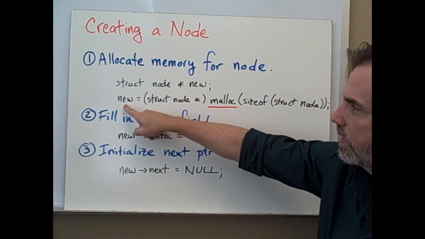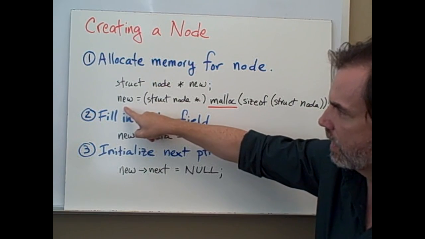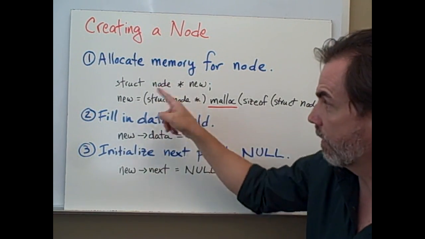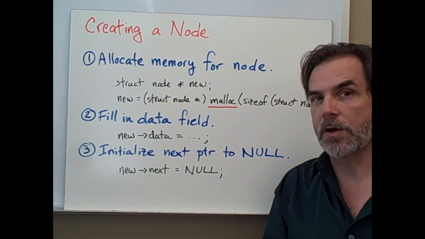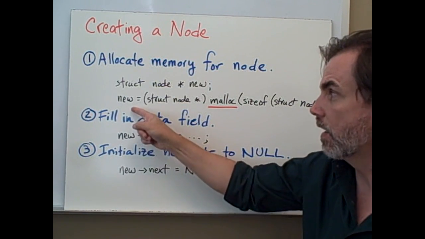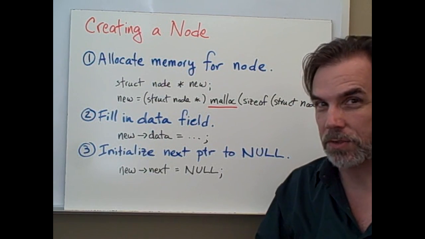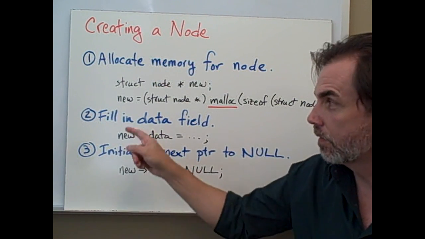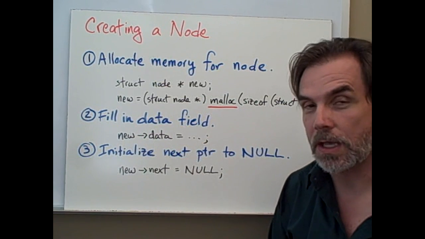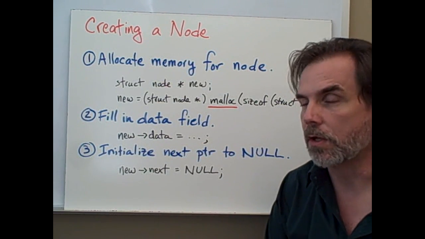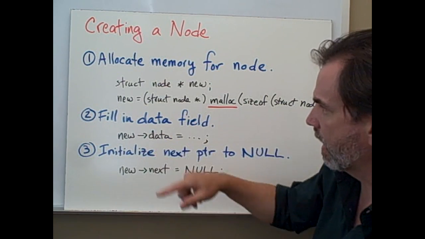As I've said when we talked about malloc, it's always a good idea to check the value that got returned by malloc. If there was some error and it couldn't allocate space, that would be null. We're going to skip that in our code just to simplify it a little bit. But you should remember it's always a good idea to check whether new is null after it's returned from malloc.